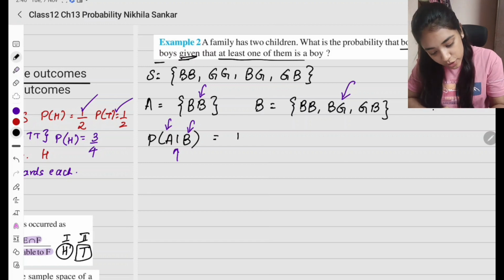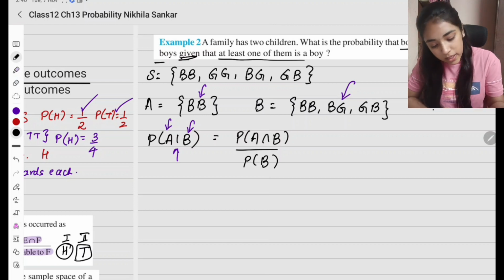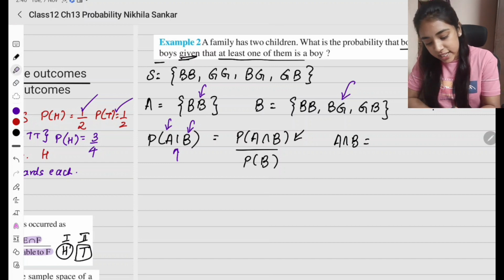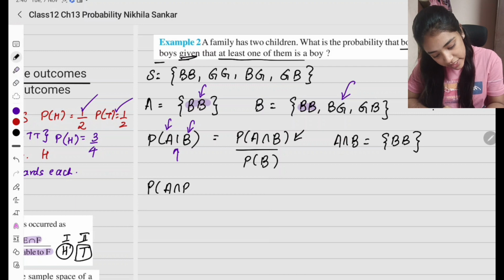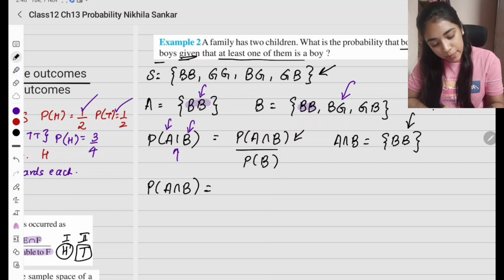Okay, so this is going to be according to the formula probability of A intersection B divided by probability of B. Correct? Now I need the probability of A intersection B. So first of all, what is A intersection B? What is the intersection of the two? I see that it is BB. இது ரெண்டு மட்டும் தான் காமனா இருக்கு. So I'm going to write that. So this is going to be BB. So what is the probability of A intersection B? Probability என்ன? இங்க ஒரு element இருக்கு. Here 4 elements in the sample space. So this is going to be 1 by 4.